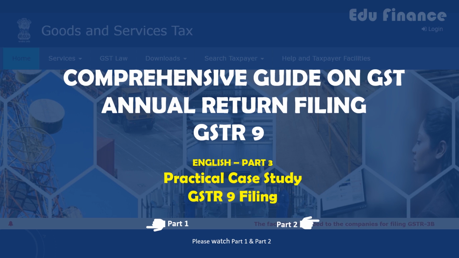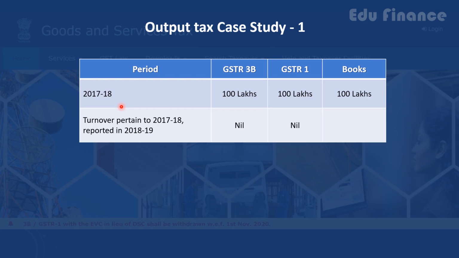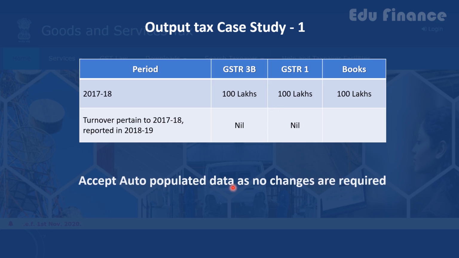In this video, we are discussing some practical case studies and their presentation in form GSTR 9. Now we begin with output tax based case studies. Case study number 1. When the same turnover is reported in GSTR 3B, GSTR 1 and books of accounts, then except the data auto-populated in form GSTR 9, no further changes are required.